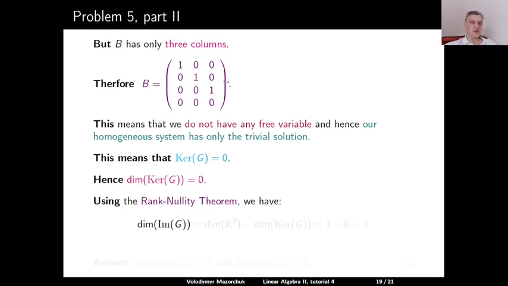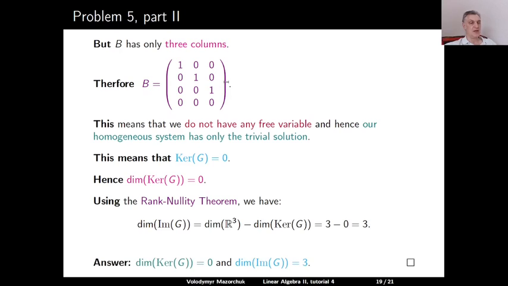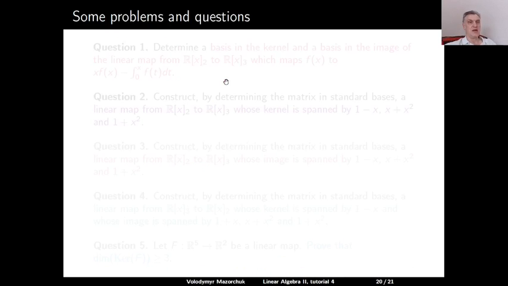Using the rank-nullity theorem, the dimension of the image of G is equal to the dimension of the original vector space, which is R3, minus the dimension of the kernel of G. The dimension of R3 is 3. We just computed that the dimension of the kernel of G is 0, and 3 minus 0 gives 3. So answer: the dimension of the kernel of G is 0, and the dimension of the image of G is 3. Here are some additional problems and questions.